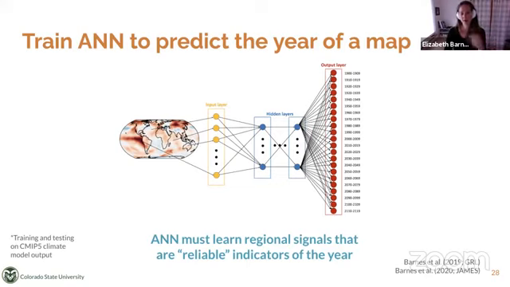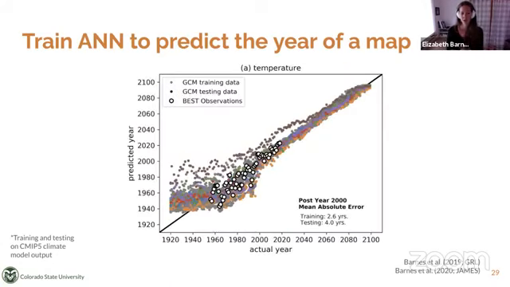So we trained our network and it turned out it did okay. So that's shown here where the actual year of the map that we fed the network is on the x-axis and the predicted year is on the y. So a perfect guess is going to be along that one-to-one line. You might notice the different colors. Well, the gray dots, which are hard to see, were our training simulations, and the colored dots were the climate models that were only used for testing and validation.